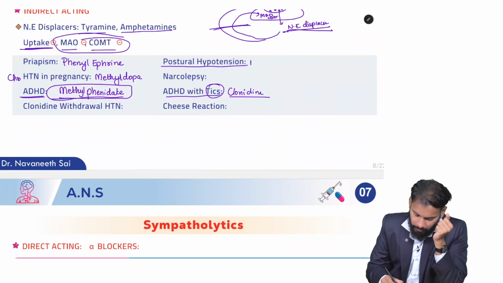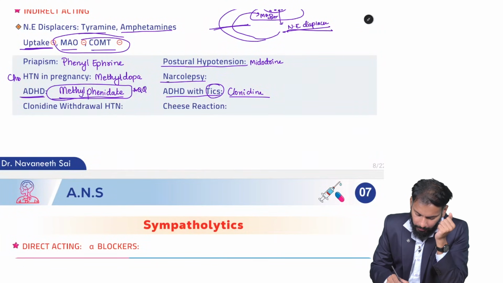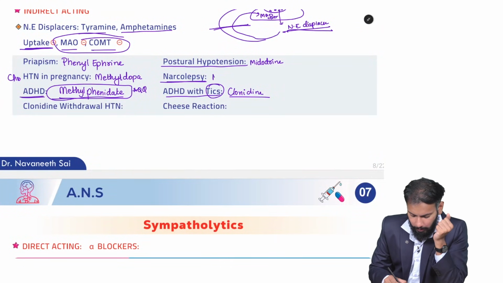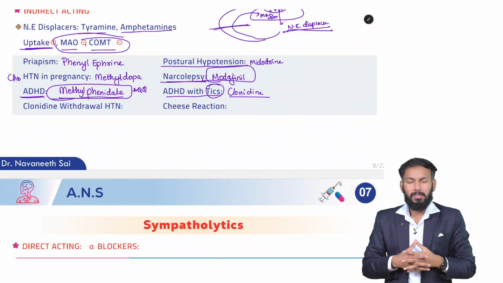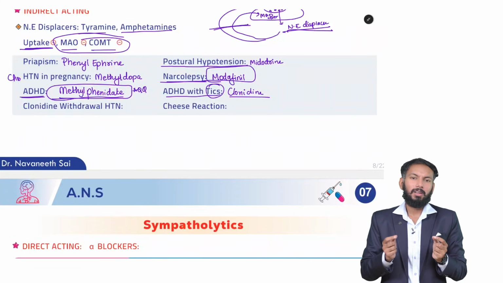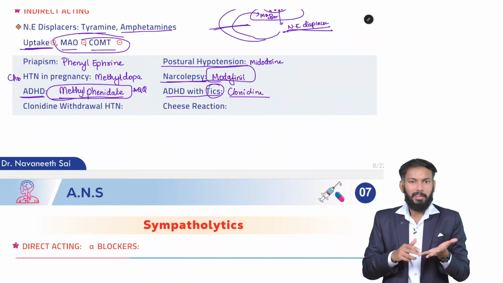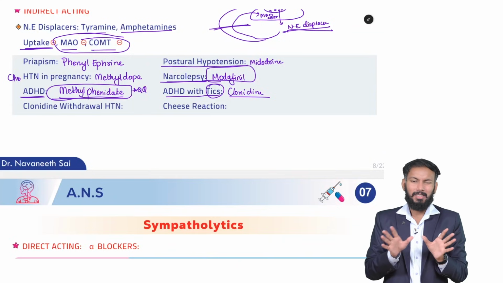Okay. Now, postural hypotension, you give midodrine. This all you know; the only thing I have added is methylphenidate. And what is the drug of choice for narcolepsy? It is modafinil. So this is what I want you to remember for indirect acting drugs. And mixed acting drugs, we don't use nowadays anymore. These are ephedrine, pseudoephedrine, norepinephrine. Yes, they are not used anymore.